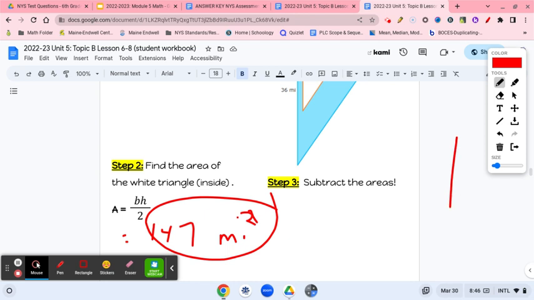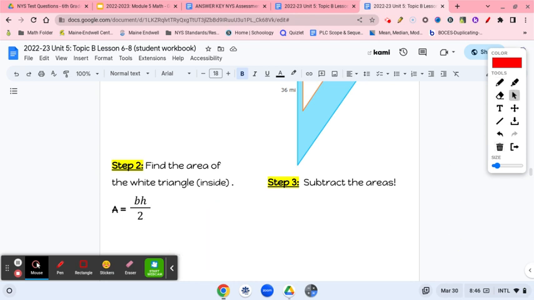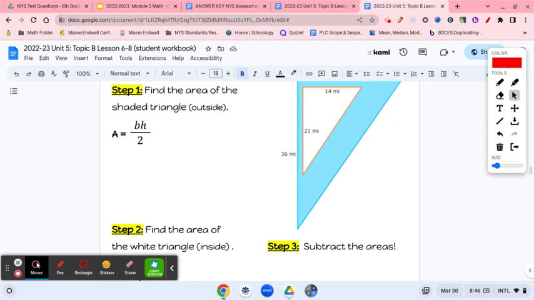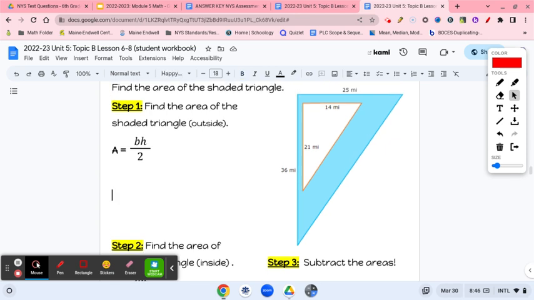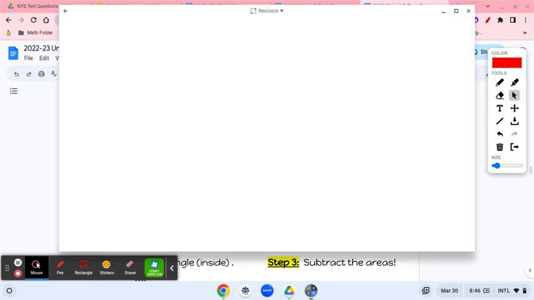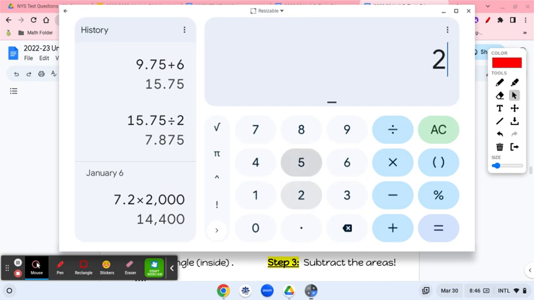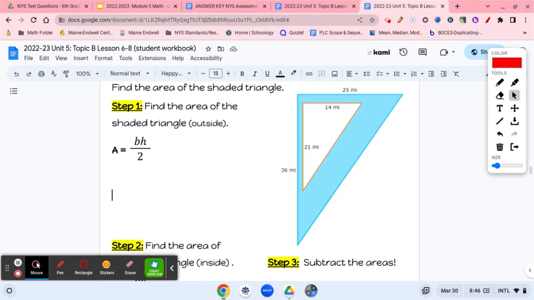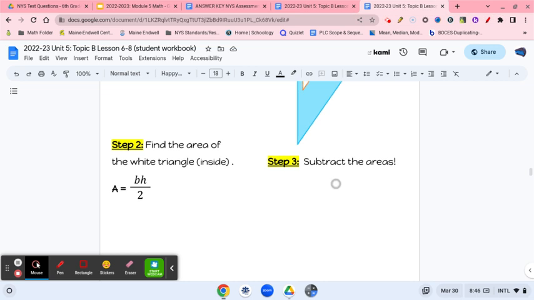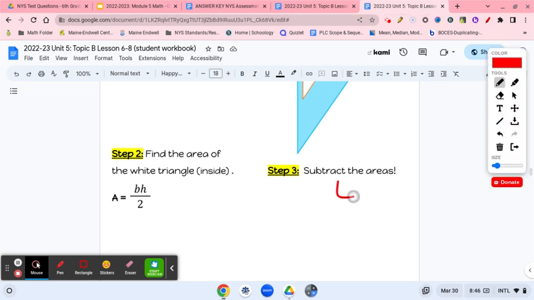But you know what stinks is I forget what my number was. 25 times 36, sorry. 25 times 36 divided by 2. Oh, it was 450. Okay. So 450 minus whatever we just found for this one. It stinks it doesn't save it. So what was that?